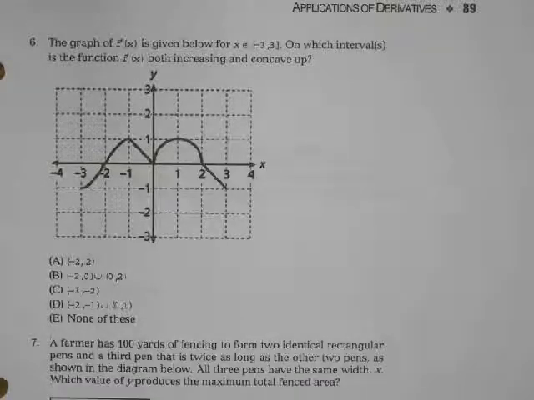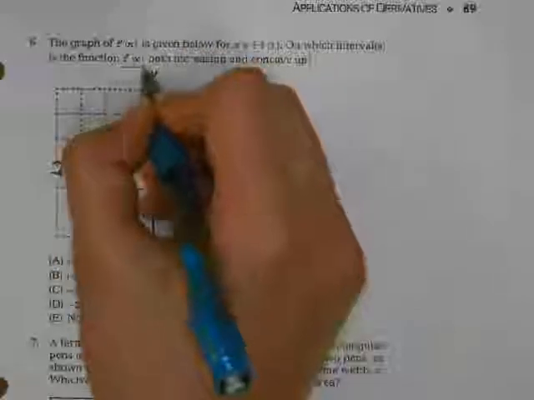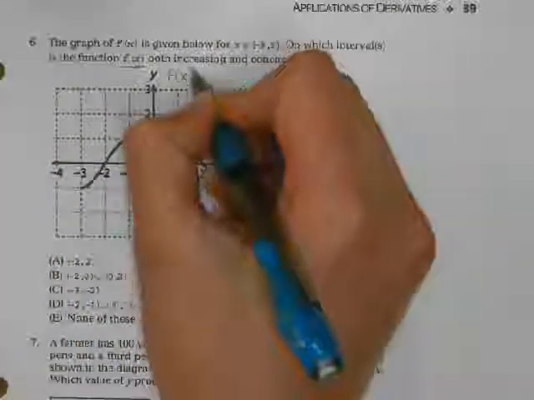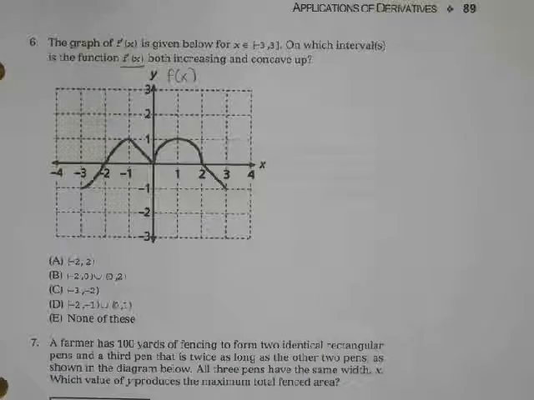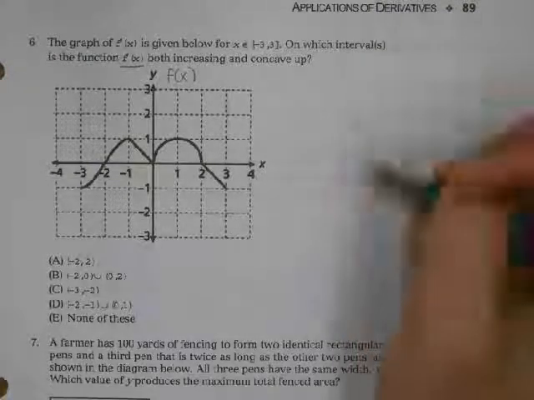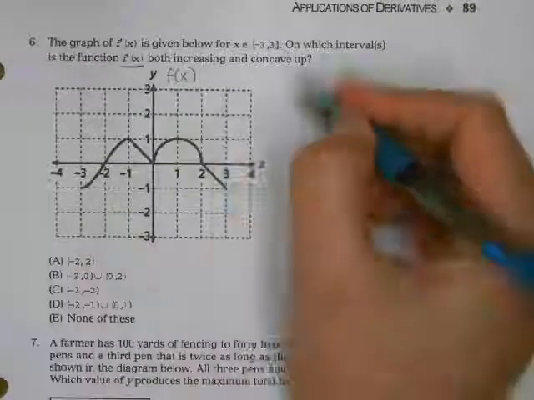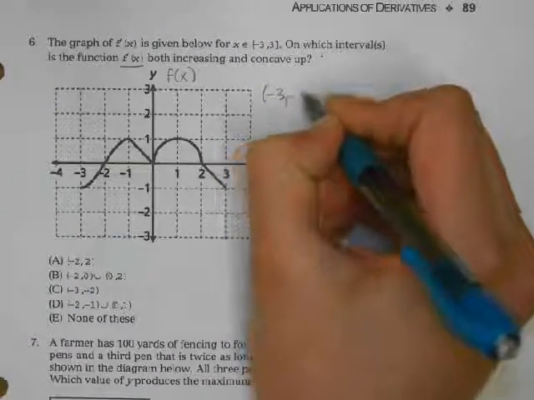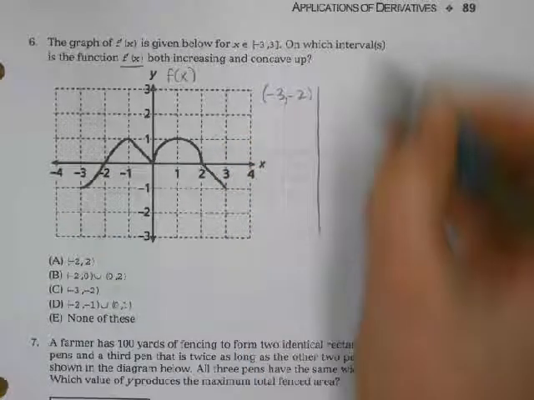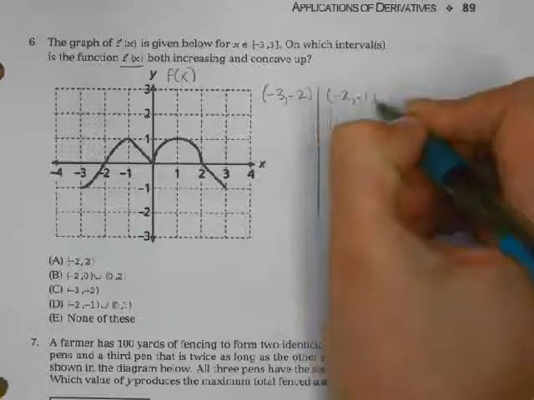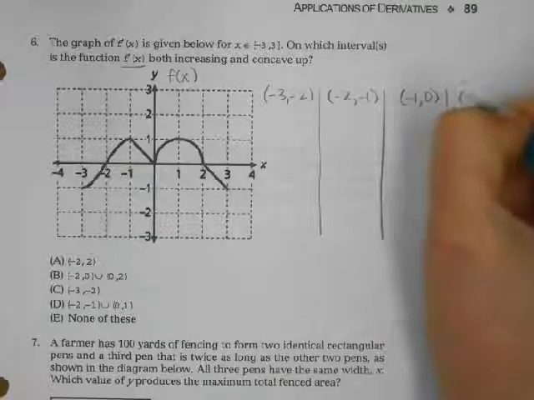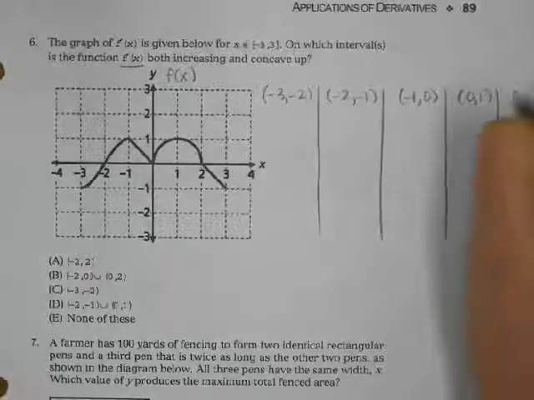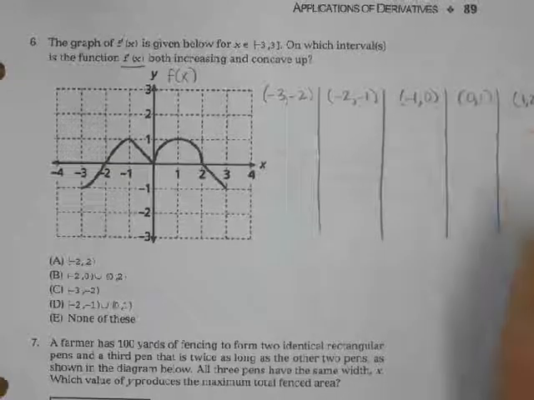All right, this is another one that I got wrong. I got it wrong because of this typo right here. It meant f of x, not f prime of x. So if that affected you, I totally understand. So what I did when I went back and fixed it is I made a list of all these intervals. So I've got negative 3 to negative 2, and negative 2 to negative 1, and negative 1 to 0, and 0 to 1, and 1 to 2, and 2 to 3.